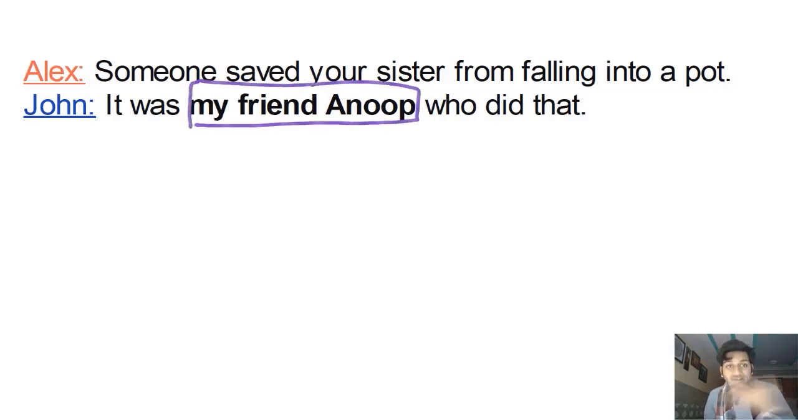It was my friend Anoop. Since the sentence is in the past, I'm using the past form of to be, right, was, it was my friend Anoop. You hear me? It was my friend Anoop who did that. It was my friend Anoop who saved my sister from falling into a pit, right? You don't even have to complete the sentence here because it's already understood. You can simply say it was my friend Anoop, right? If you want to complete the sentence by repeating the information which is already known to you, you can do that.